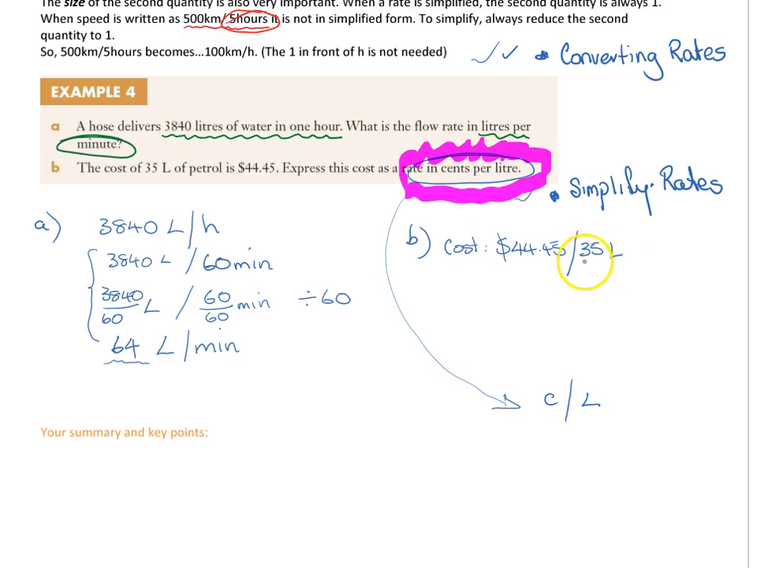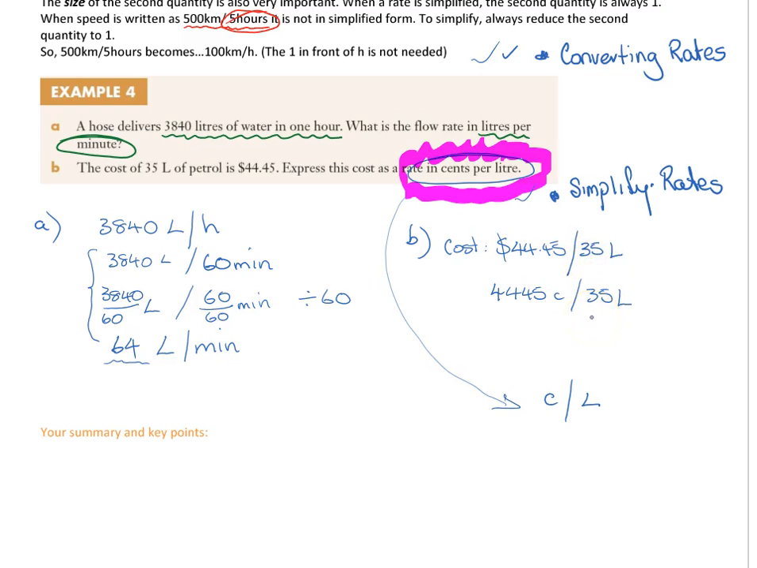Now we can see that really the only conversion we need to do of units is convert our dollars to cents. That's pretty easy. That's multiplied by 100. So we've got 4,445 cents per 35 litres. I didn't do any adjusting of the size of a unit. I just converted the unit. So these two things should be exactly the same.